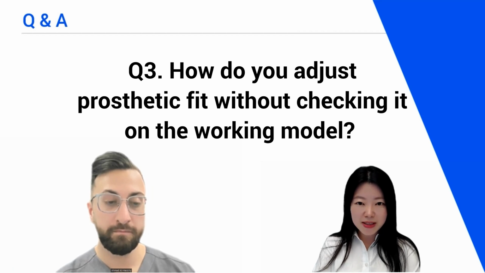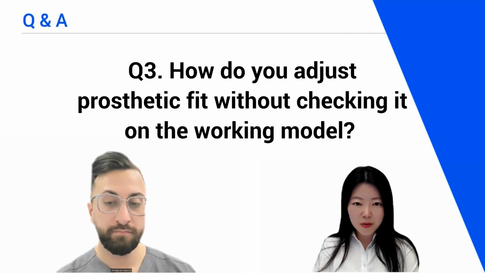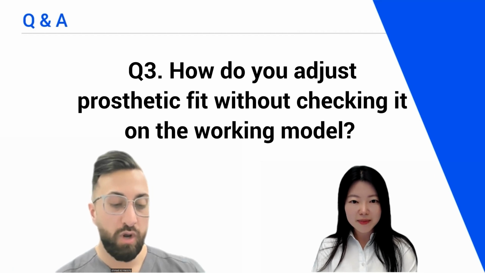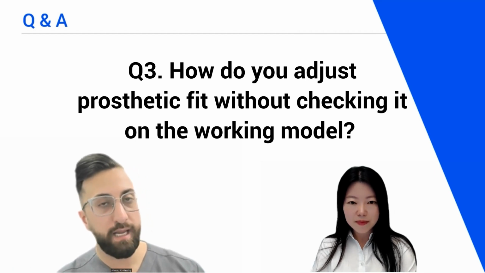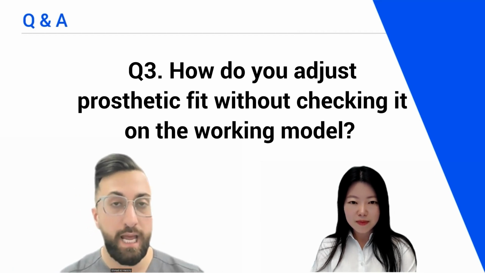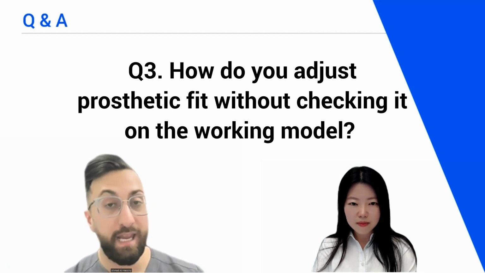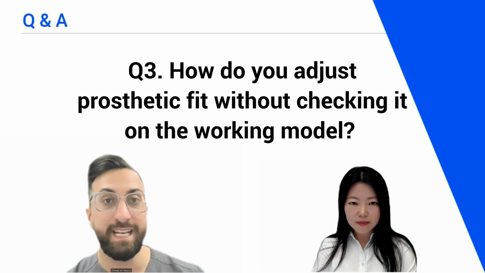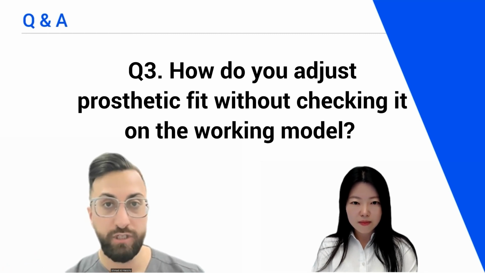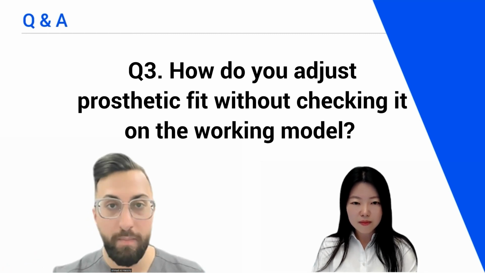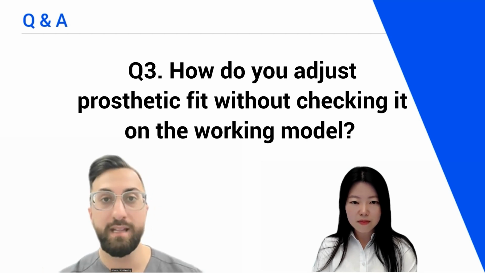Okay, question number 3. How do you adjust prosthetic fit without checking it on the working model? So, again, one of those things where if you want to check prosthetic fit, the reality is the best way, and if you ask any lab how they're doing it, is a working model. So you have your scans, hopefully. So you should be able to print a working model. That's the beauty about scanning, again, is that you always have that data. Unlike an impression where you might throw away the impression and then it's gone. With scans, you always have that data.